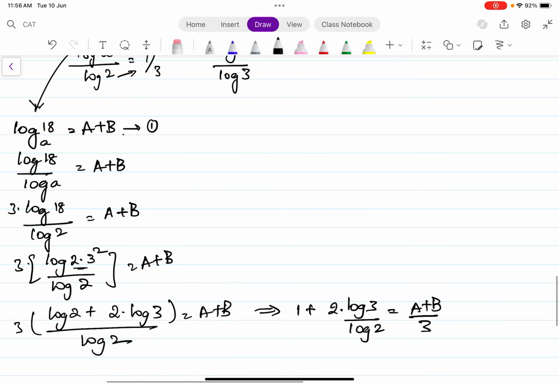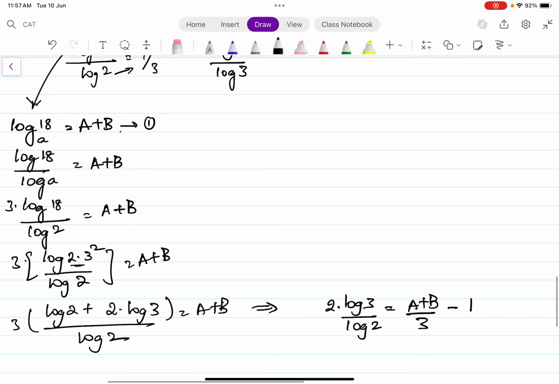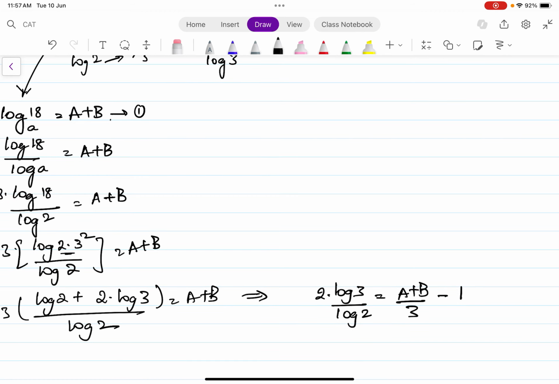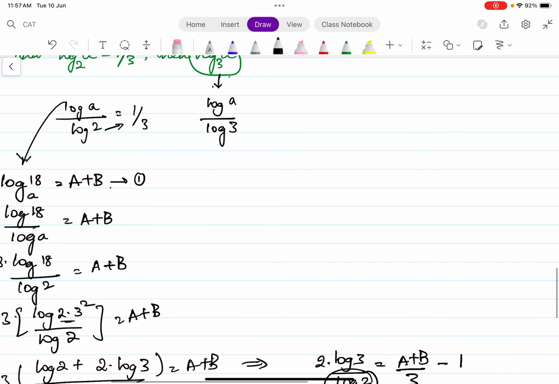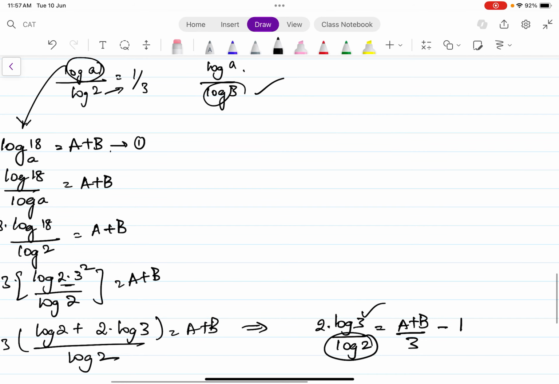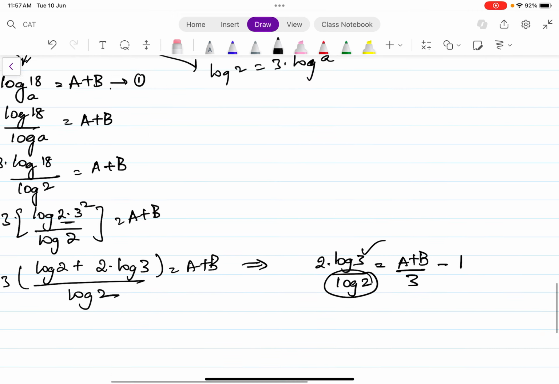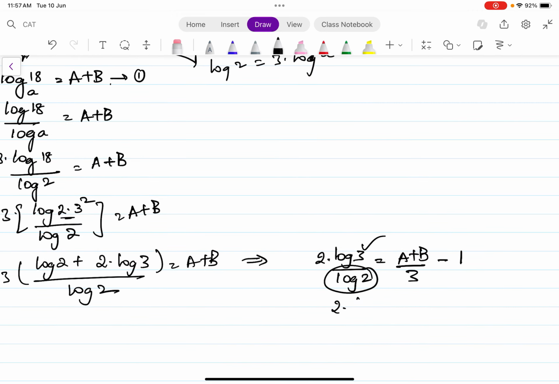So I've sent the 3 that side. Now I'll send the 1 also that side, right? Sorry, yeah, it becomes minus 1, correct? Now log 2 I have it in terms of a. Now I have log 3 also in my final equation. I need log a back. So let me substitute back log 2. From here, what is log 2's value? Log 2 equal to 3 times of log a, correct? Let me substitute that back here. Log 3 divided by log 2, log 2 is 3 times of log a, equal to a plus b minus 3 divided by 3.